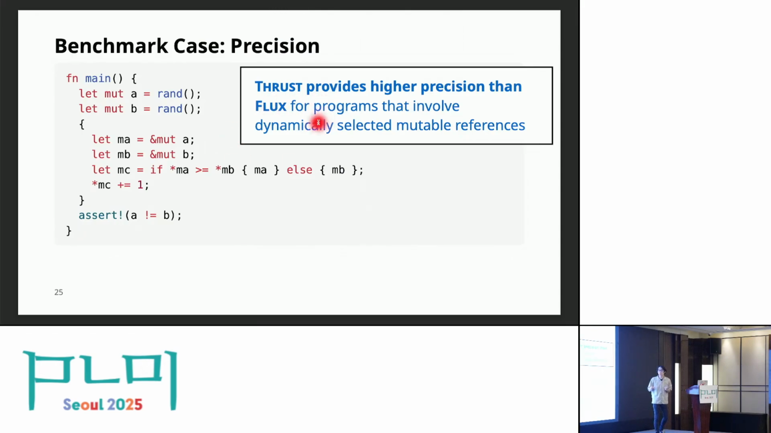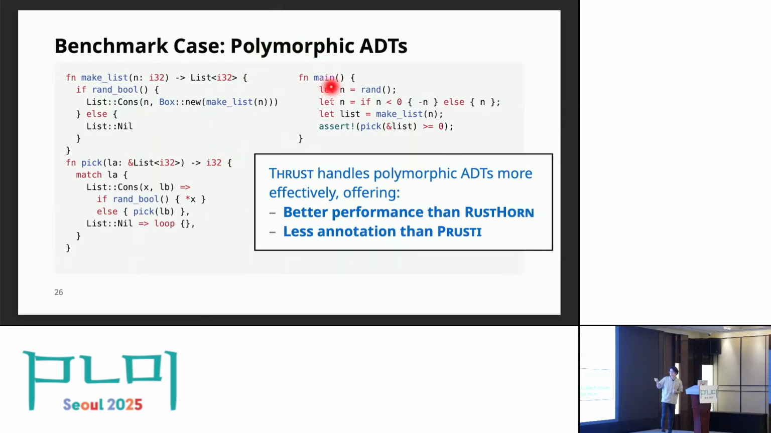We have some examples of the benchmark cases, and this shows the precision of Rust over the existing tool. In this example, Rust performed better than the existing Rust verification tool.